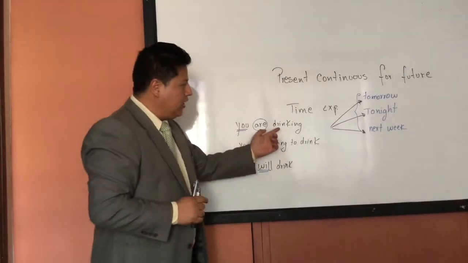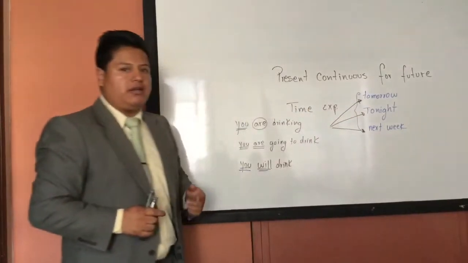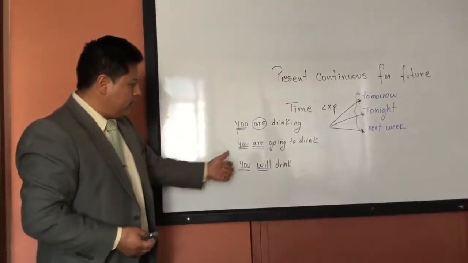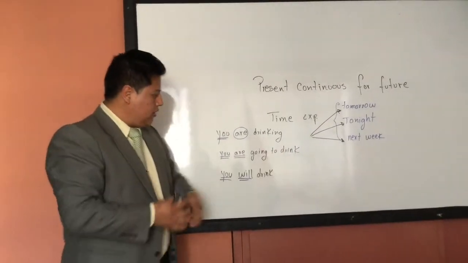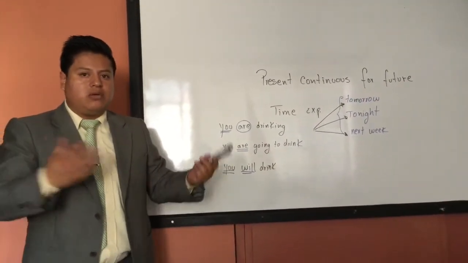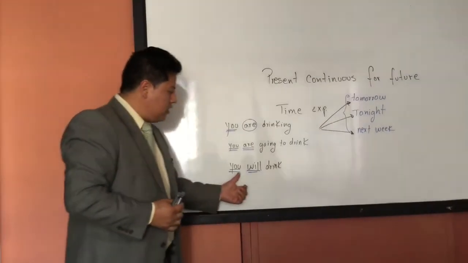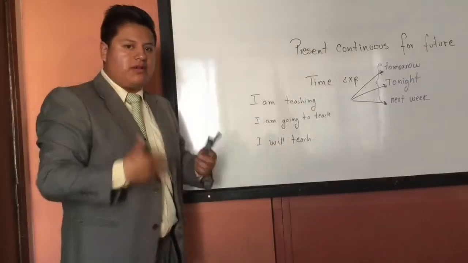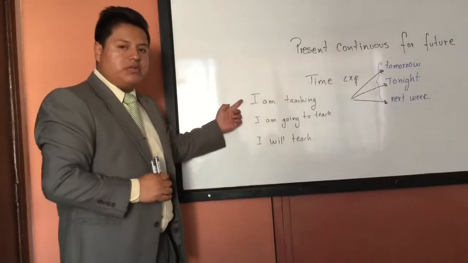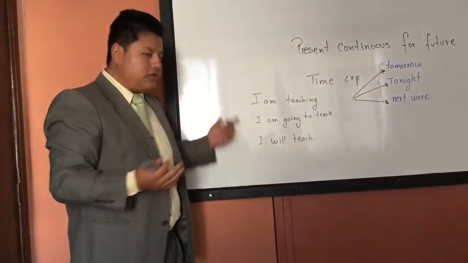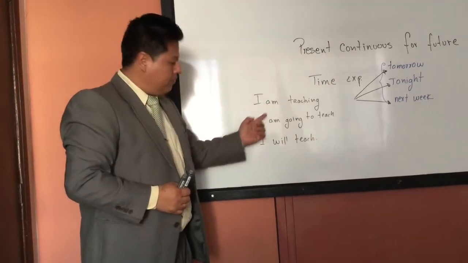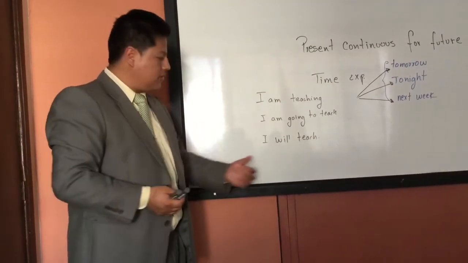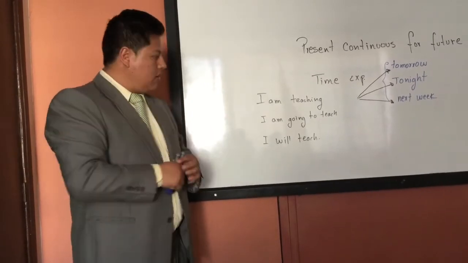You are drinking tomorrow. It's future, but with present continuous. If you say you are going to drink, you are talking about future with be going to. And if you say you will drink, it's future, but using will. Okay, here we have another example, using the personal pronoun I. As you know, I goes with am. I am, yeah? But here it's not necessary because you put the future word.